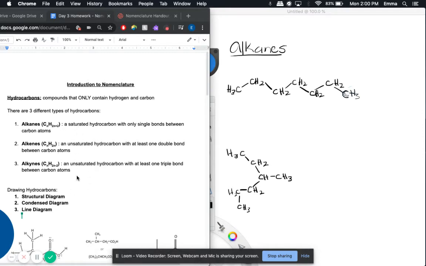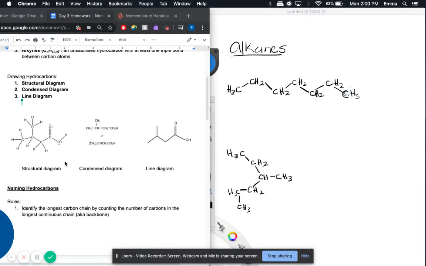Okay, so moving on, we have 3 different diagrams that we can represent alkanes with: a structural diagram, a condensed diagram, and a line diagram. And actually, these 3 pictures I have here represent the exact same molecule, just in 3 different ways. So a structural diagram fills out the bonds between carbons and hydrogens, and this is an example that has other molecules in it. So right now, that's not a hydrocarbon to us. It was just an example of the 3 kinds of diagrams.